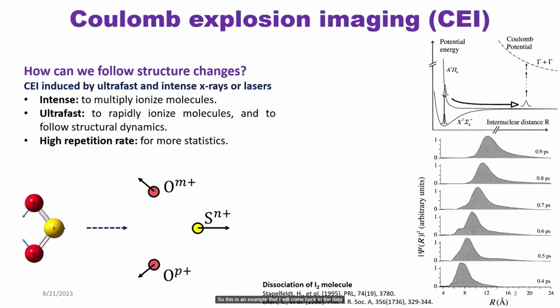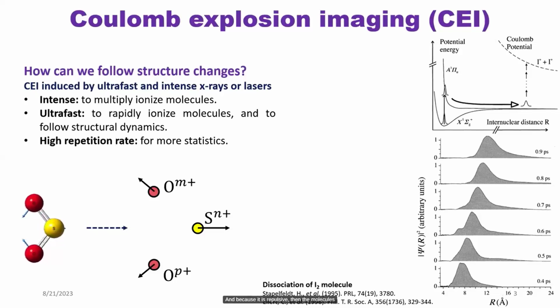I will come back to this data later on, but let's say we can induce some molecular motion and then try to image the motion of the atoms within the molecules. The example on the right is from one of the first works using a laser to image molecules. Here they have iodine molecules, and they use one laser to excite them into the first excited state.